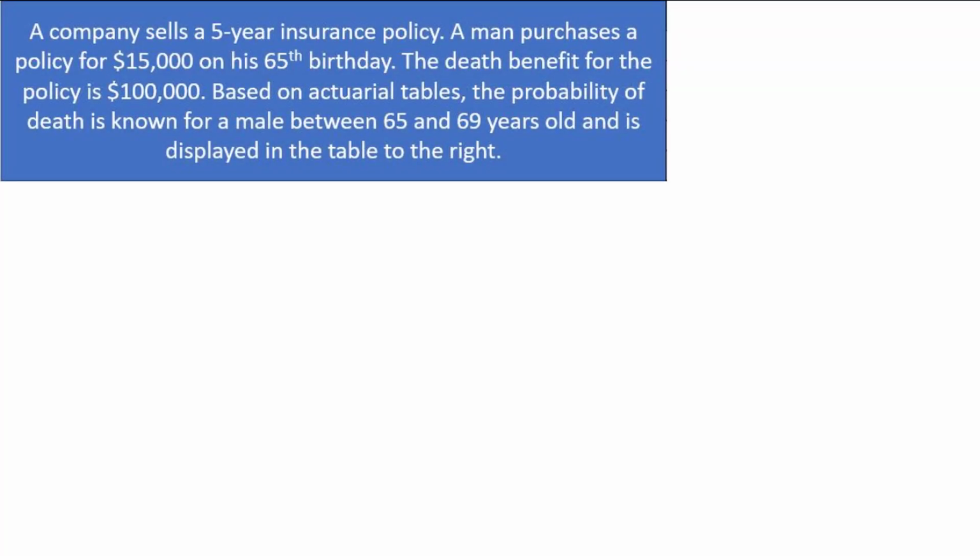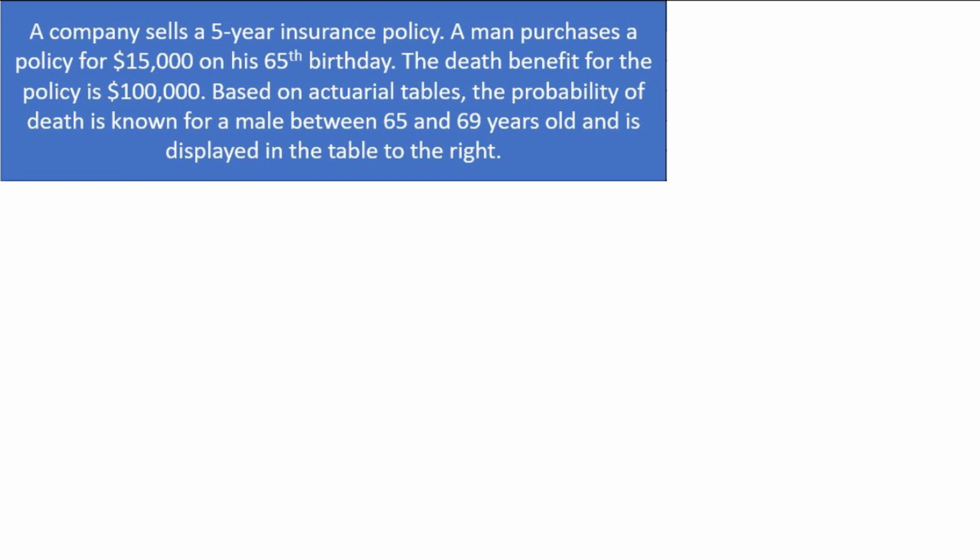Let's try one more example related to a business application. A company sells a 5-year insurance policy. A man purchases a policy for $15,000 on his 65th birthday. In reality, typically the insurance premiums are made monthly, but to simplify this example, let's assume that this individual purchases the entire insurance policy upfront for $15,000. The death benefit for the policy is $100,000, meaning if this person dies in the 5-year period, the beneficiary, probably his wife or someone else, will get $100,000.